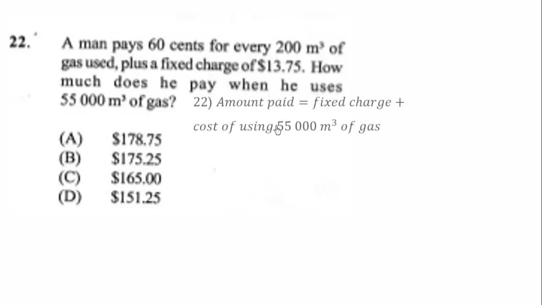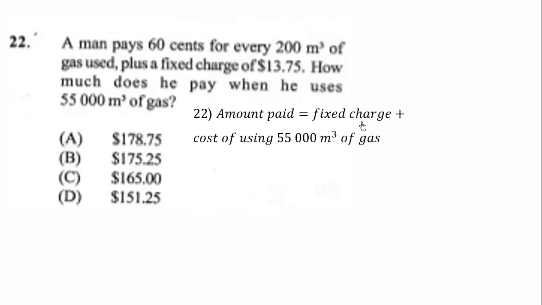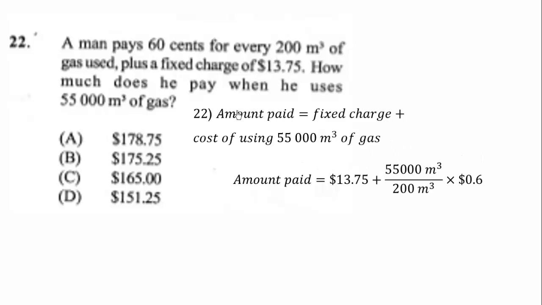we know the amount to be paid is a fixed charge plus the cost of using the 55,000 meter cube of gas, and we know the fixed charge is 13.75, and we need to find how many 200 meter cube are in 55,000 meter cube of gas by dividing 55,000 by 200 meter cube. Then we multiply the result by $0.6 or 60 cents.